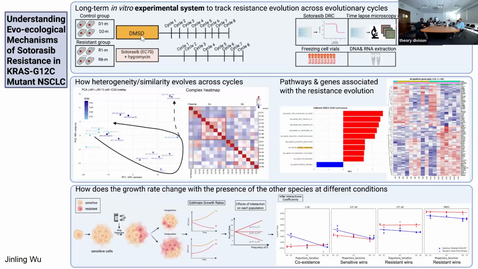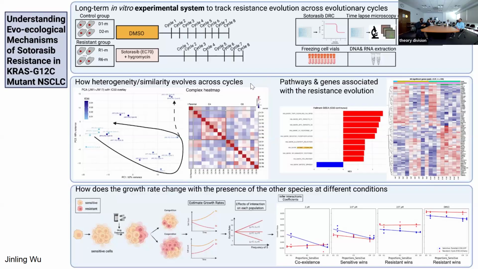To do that, we built a platform by repeatedly exposing a cell line, H358, to sotorasib using multiple independent replicates across 8 evolutionary cycles that lasted approximately 3 months. And at each cycle, we collect multiple types of data, including the collateral screening against a panel of FDA-approved drugs to identify pharmacological vulnerabilities evolved through time.